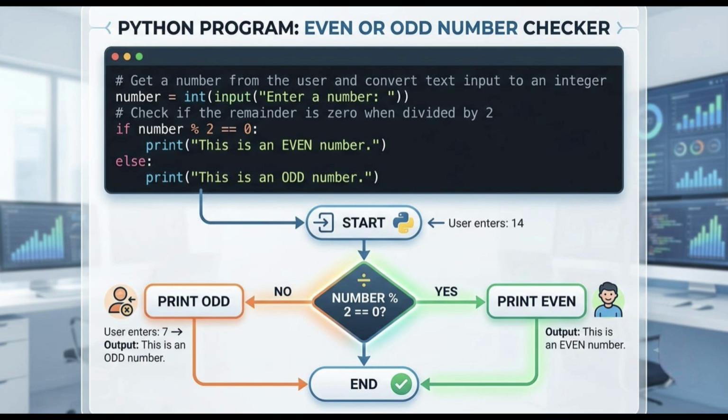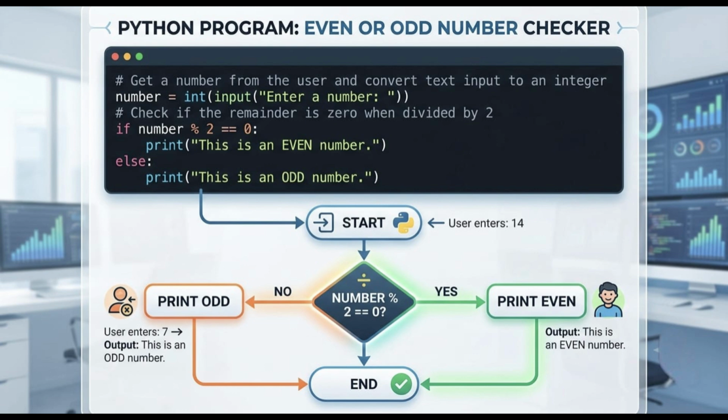Now we get to the core logic of the program. This is how the computer decides what to do. Next, we start with the word if. Right after it, we have our condition. That percentage sign. Number % 2 equals 0.